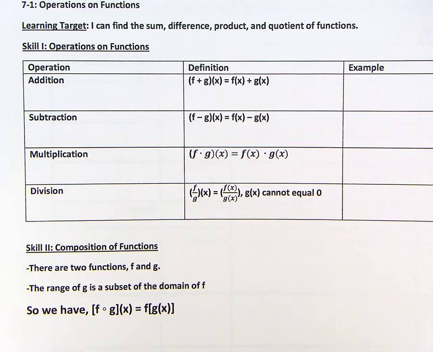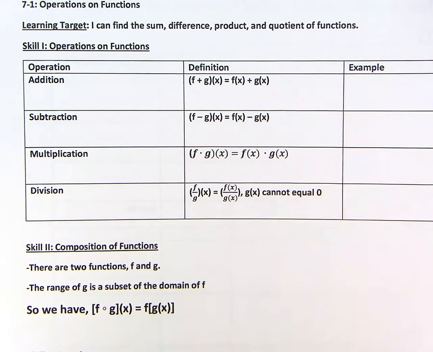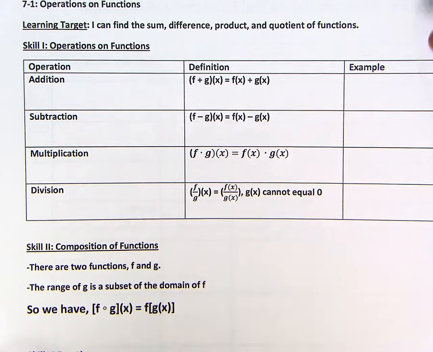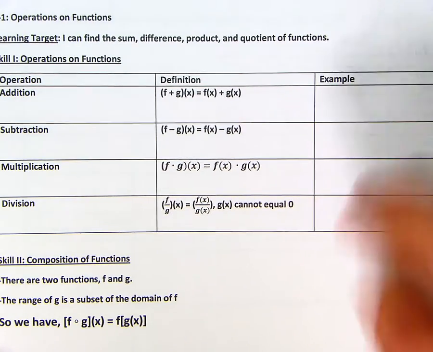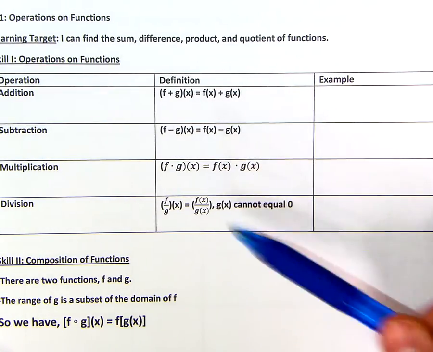Alright, so this is 7-1. Learn target: I can find the sum, difference, product, and quotient of functions, as well as the composition of functions. So we have operations here: addition, subtraction, multiplication, division, and then instead of having just one polynomial, you'll have two.